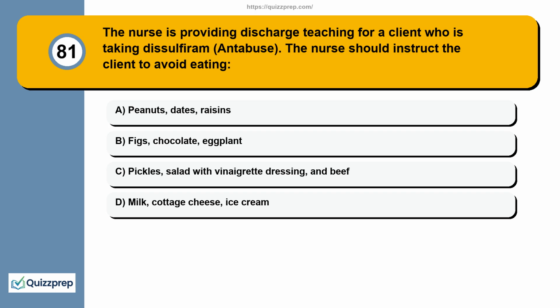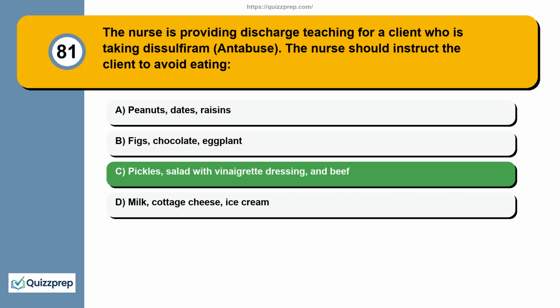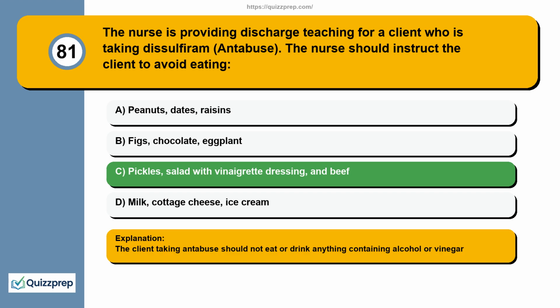Question 81. The nurse is providing discharge teaching for a client who is taking disulfiram, Antabuse. The nurse should instruct the client to avoid eating peanuts, dates, raisins, figs, chocolate, eggplant, pickles, salad with vinaigrette dressing, and beef, milk, cottage cheese, ice cream. The client taking Antabuse should not eat or drink anything containing alcohol or vinegar.